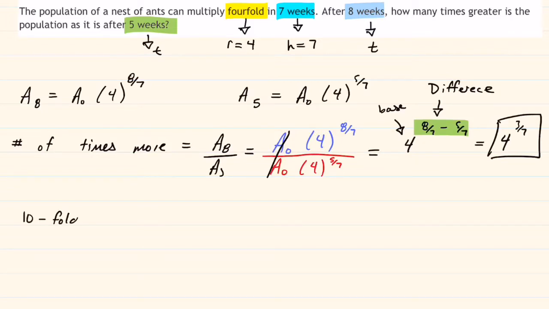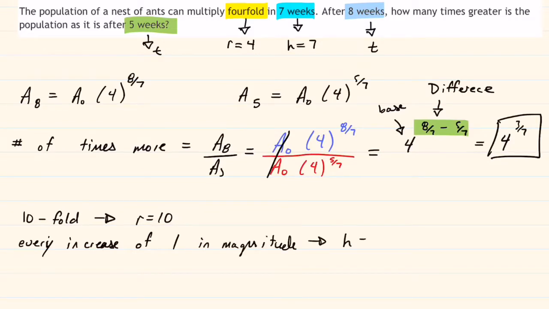So the way earthquakes work is that every increase of 1 unit on the Richter scale represents a tenfold increase in the intensity as measured on a seismometer. So tenfold tells me that R equals 10, and every increase of 1 in magnitude on the Richter scale, well, that means H is 1. If H is 1, that's even better, because we don't even have to worry about a denominator on the fractions. It's just 10 to the power of the difference.